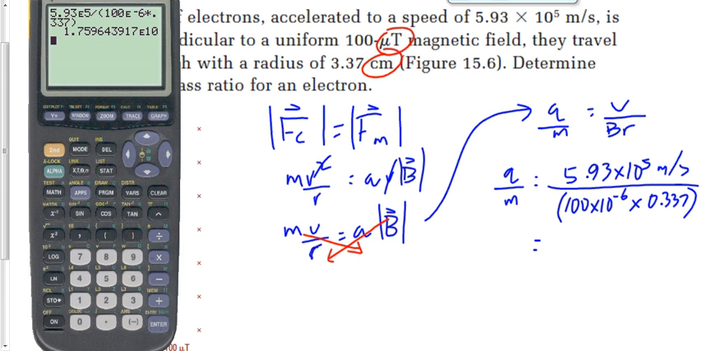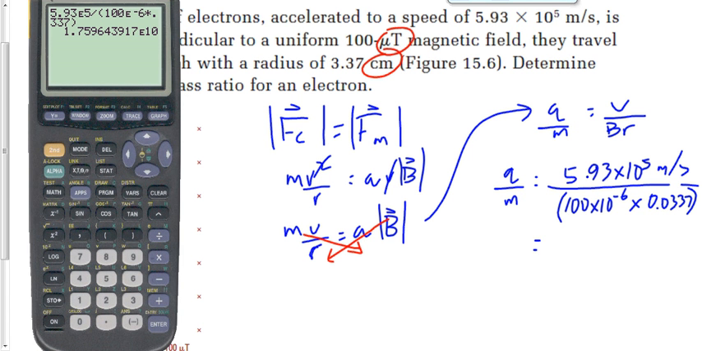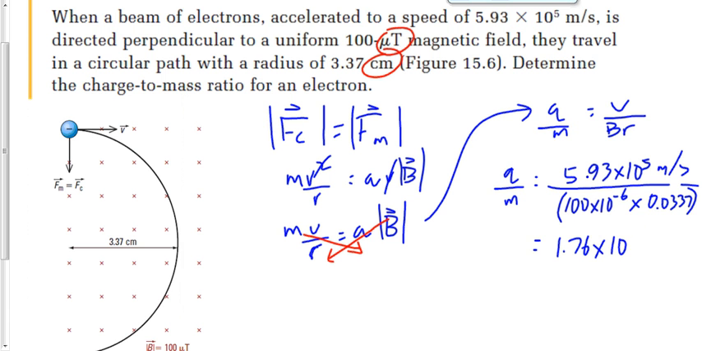I made a mistake there. That should be 0.0337, isn't it? Not 0.337? How did I know when I did that I made a mistake? What did I tell you the charge to mass ratio of an electron should be? 1.76 times 10 to the, not that you need to remember this number, but 1.76 times 10 to the 11 coulombs per kilogram. And I just got 10 to the 10, so I knew there was a mistake there somewhere.